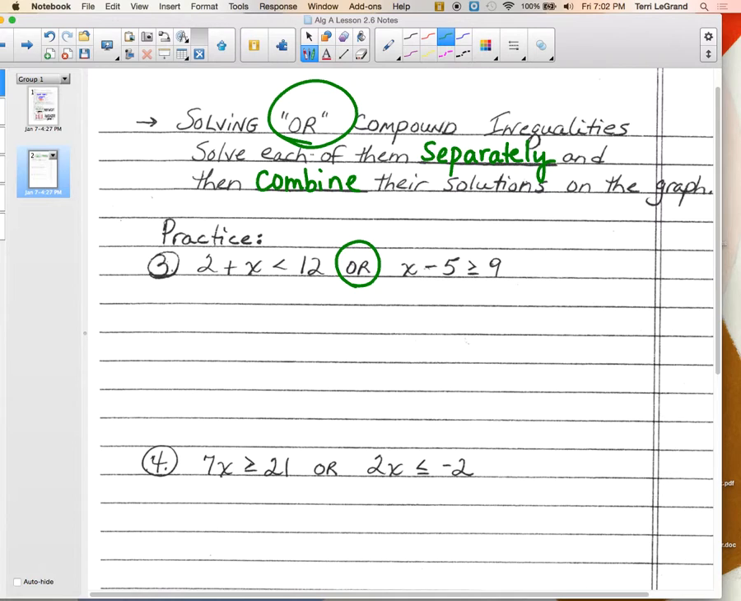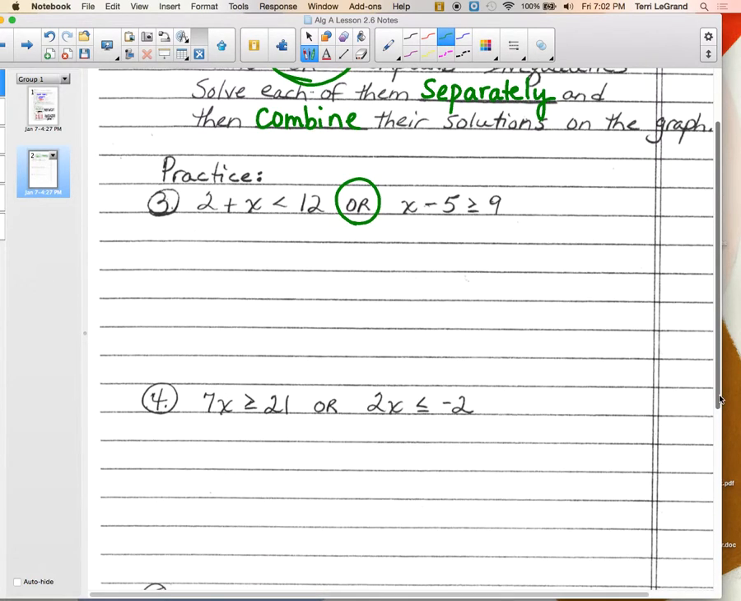So in number 3, there's our first one. It has an or in between it. So we have 2 plus x is less than 12. There's one simple inequality. Or x minus 5 is greater than or equal to 9. So again, we're going to solve them separately. So let's work with 2 plus x is less than 12. We need to get that 2 out of there, so we will subtract 2. And we're going to have x alone is less than 10.